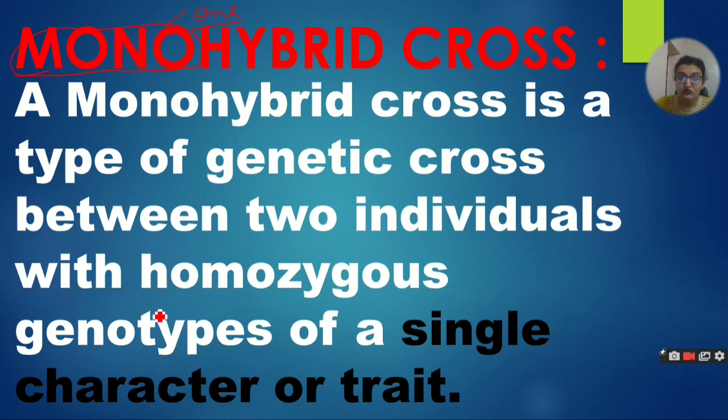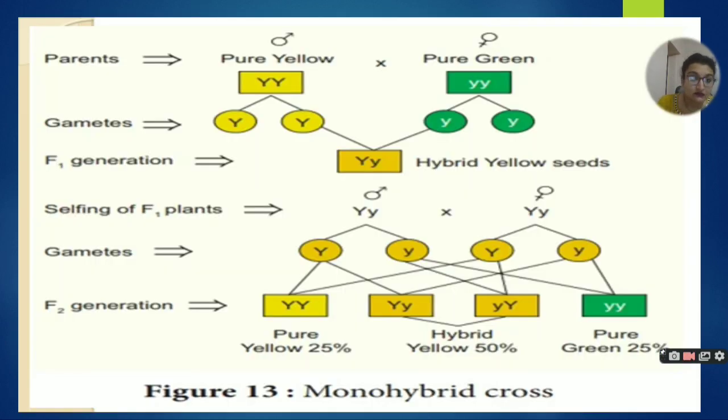What does the term homozygous mean? That is having the same kind of alleles. So it's a cross in which the same types of alleles for a particular trait are crossed. Mono means one, and the trait used here would be only one. So only one characteristic would be crossed in this monohybrid cross. Fine. So let's see it.